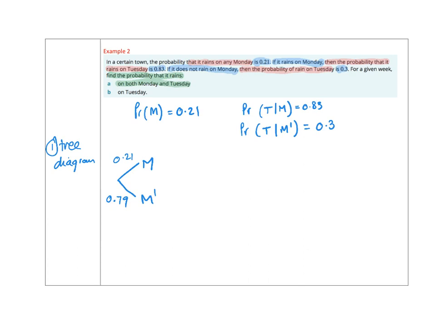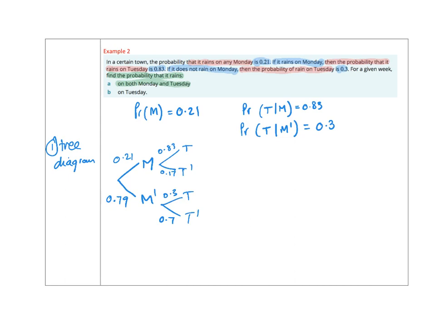Now, Tuesday is the next day, so either it will rain on Tuesday or it won't. The probability of Tuesday raining given Monday rained was 0.83, which yields 0.17 for it not raining. Likewise, we know T given M complement is 0.3, which we read from the question, which yields a remaining 0.7 for the possibility of not raining on Monday and then not raining on Tuesday.